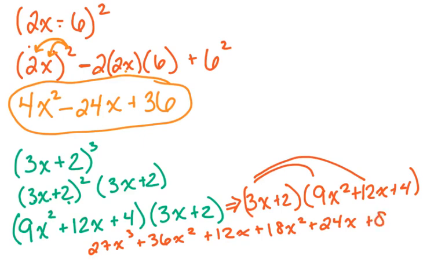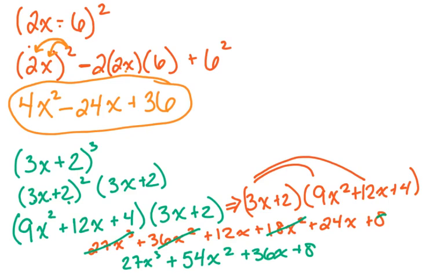All right, and then combining like terms. So you only have one cube term, so 27x cubed. Square terms, you have 36x squared and 18x squared. That gives us 54x squared. 12x and 24x is 36x plus 8. Okay? And there you have it. So even if you have it raised to a 3rd power, you can still use your perfect square binomials.